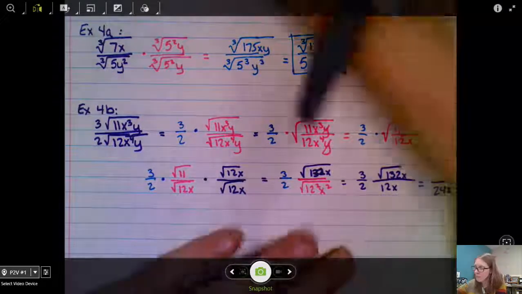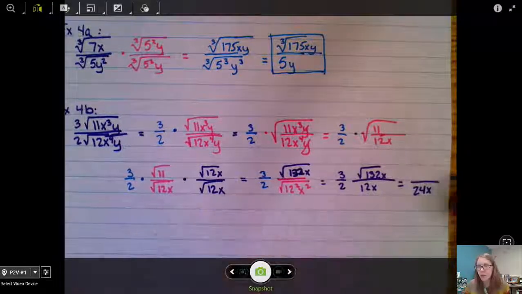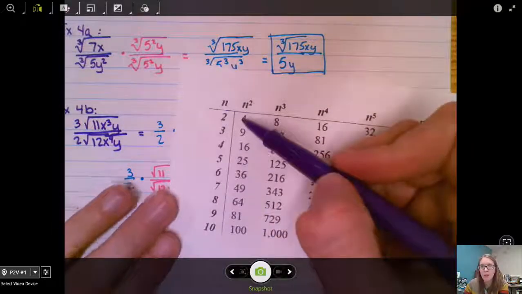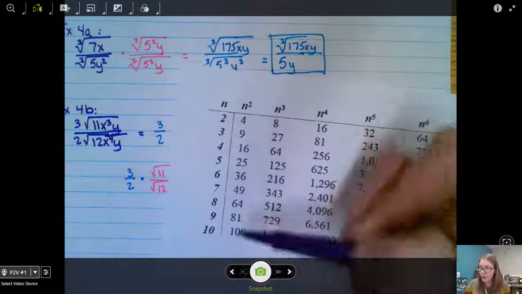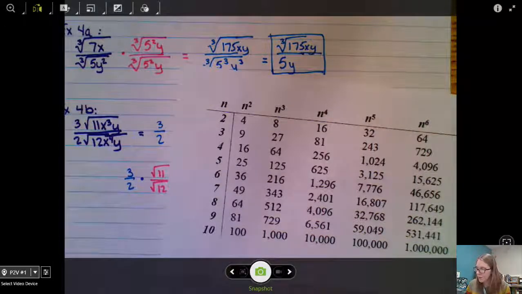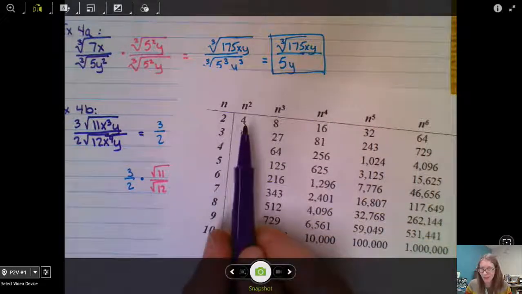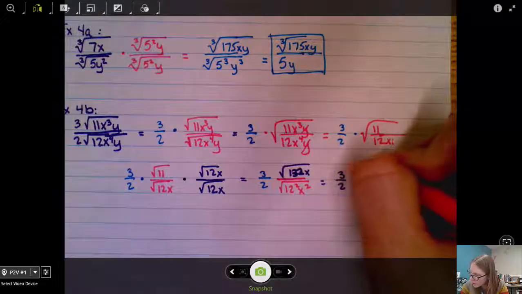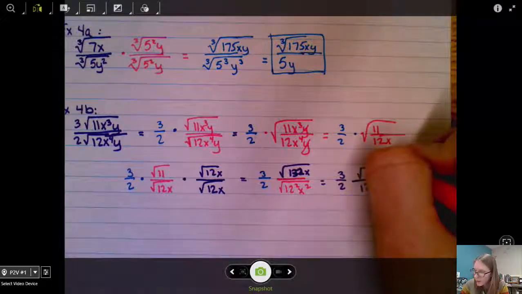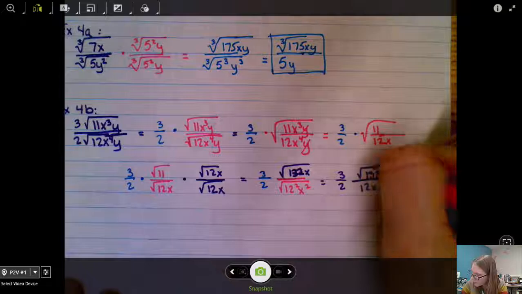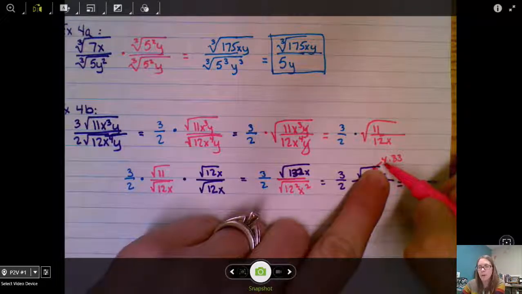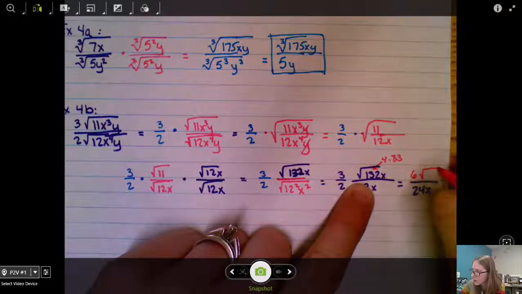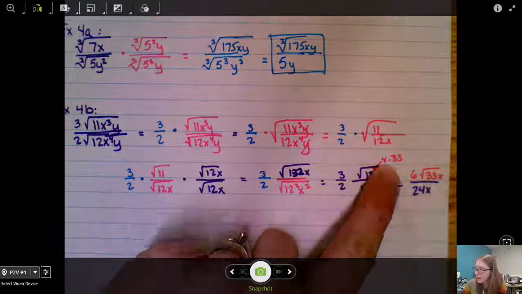2 times 12x. But then on the top, the square root of 132, I can either do the factor tree to simplify or try to find which of these perfect squares is the largest that goes into 132. And the largest is just 4. 132 is 4 times 33. The square root of 4 is 2 times the 3 that's already here is 6. Square root of 33x.